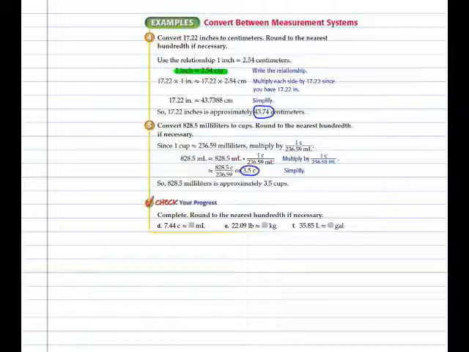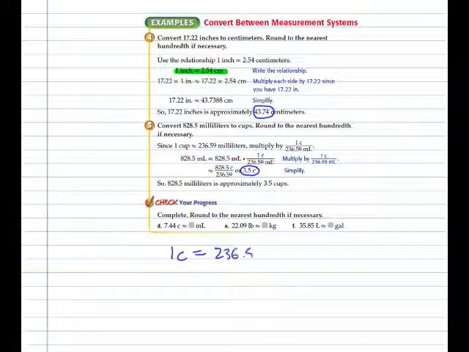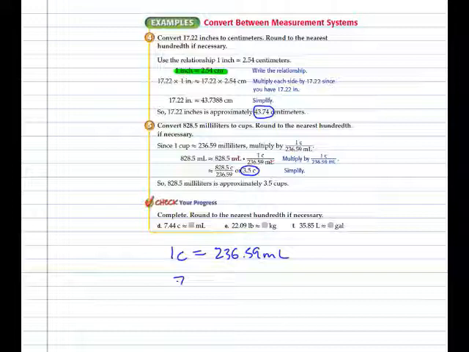We're going to go from cups to milliliters. And our relationship is 1 cup equals 236.59 milliliters. So we're going to take 7.44 times 236.59, and we get 1,760.23 milliliters rounded to the nearest hundredth.